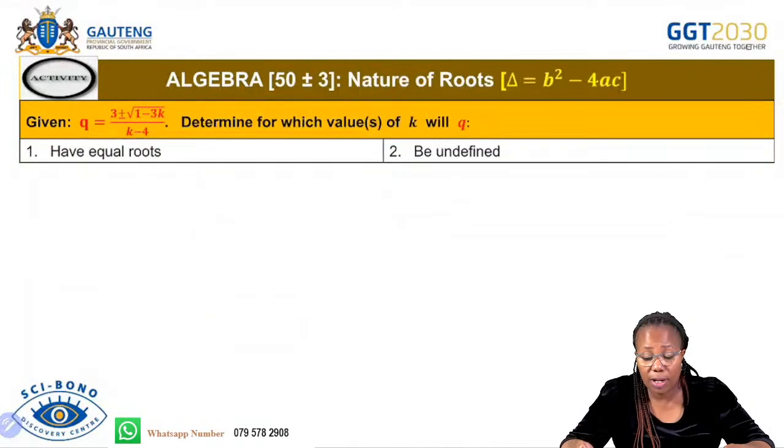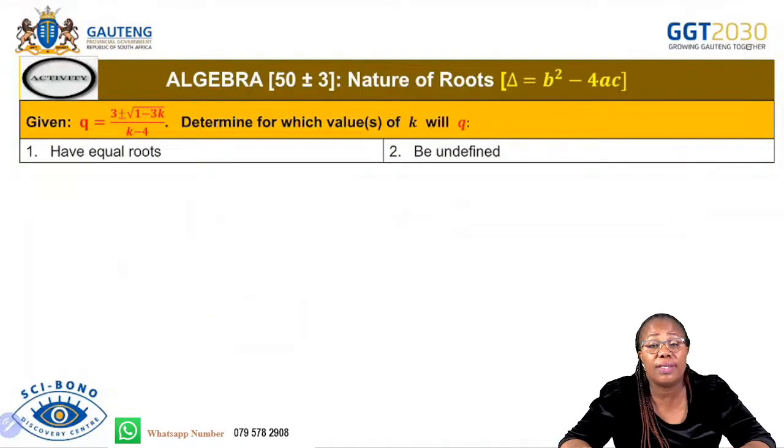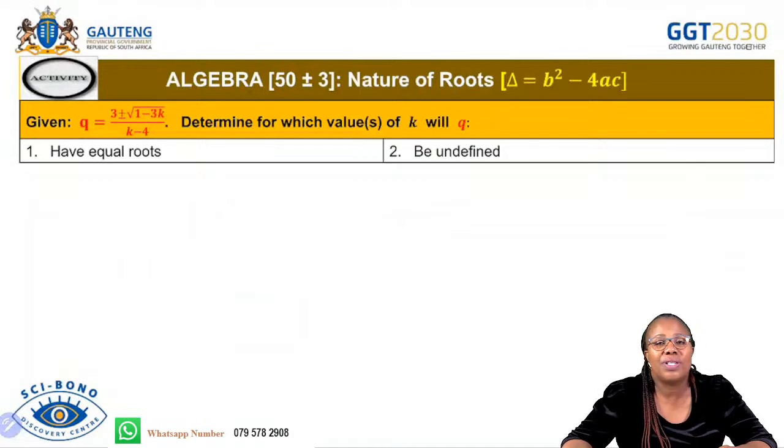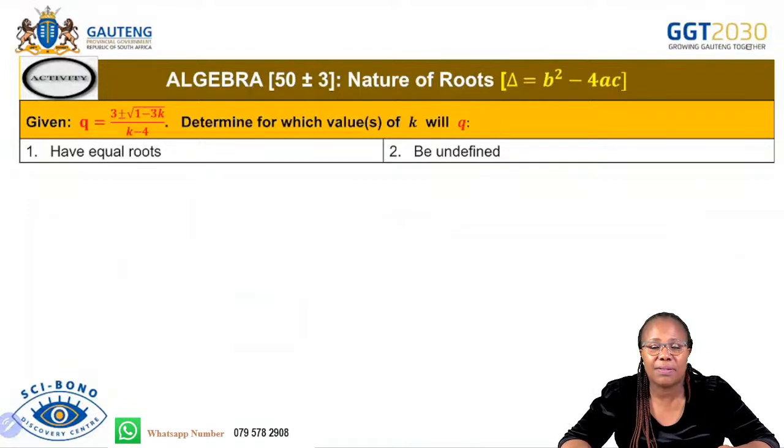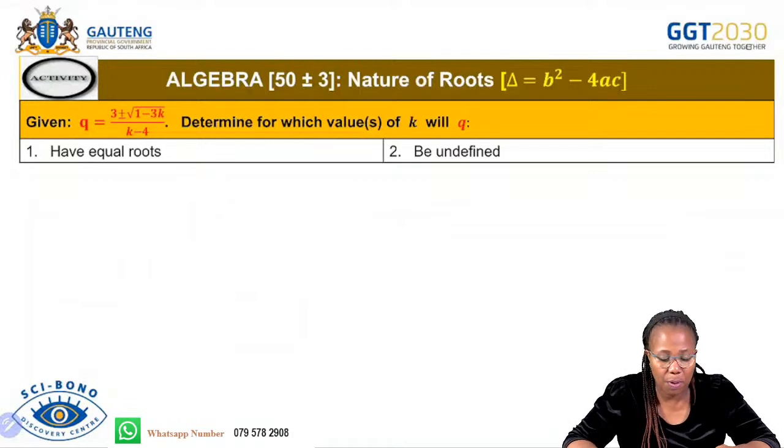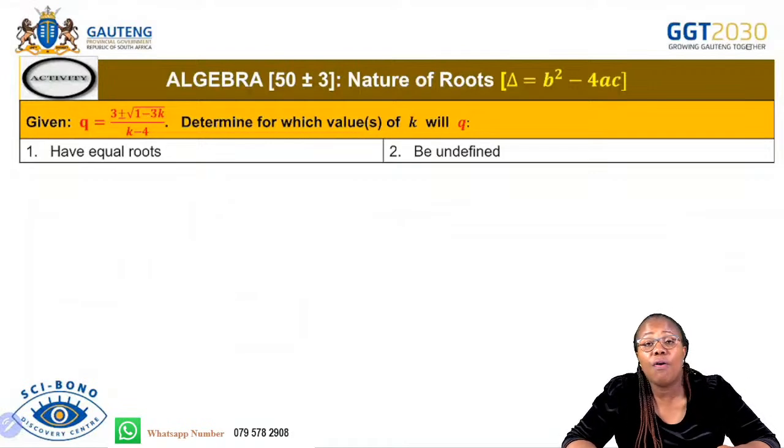Let's continue now to the next topic. We are looking at the nature of roots. We are still on paper 1, algebra. Can you see grade 12 and algebra is having a lot? That is the topic that is having so many subtopics under it. That is why it is allocated 50 plus minus 3 on your paper 1. So we have the nature of roots.